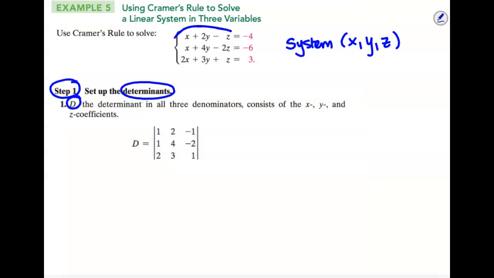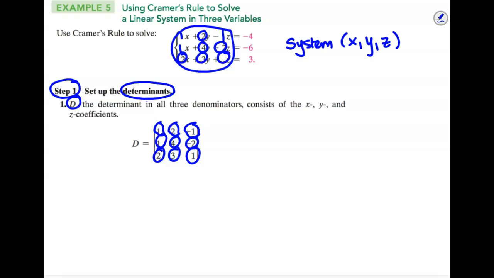So here's what it looks like. Here are your values. We have 1, 2, negative 1, and you continue. 1, 4, negative 2, 2, 3, and 1. So there's the first determinant.